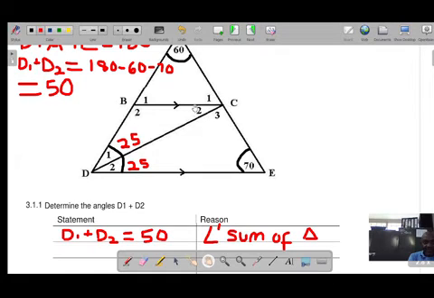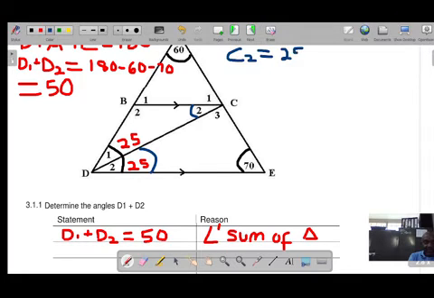If you look at my C2 here, my C2 is alternate to D2, so C2 equals D2. Why? Because they form the letter Z, and remember you said in class that angles which are alternating form the letter Z. So C2 is the same as D2, because this is my letter Z here, you see that? It means my C2 is 25 degrees. Reason: alternating angles.